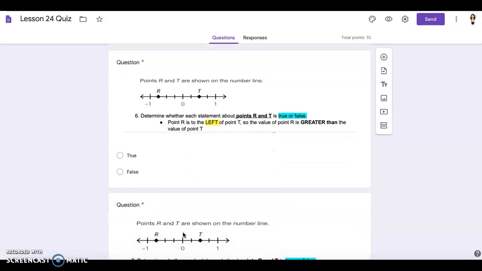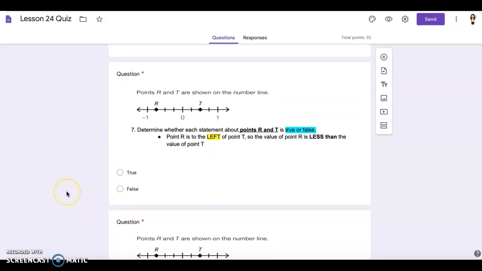Number 6. Determine whether each statement about points R and T is true or false. Point R is to the left of point T. So the value of point R is greater than the value of point T. True or false?